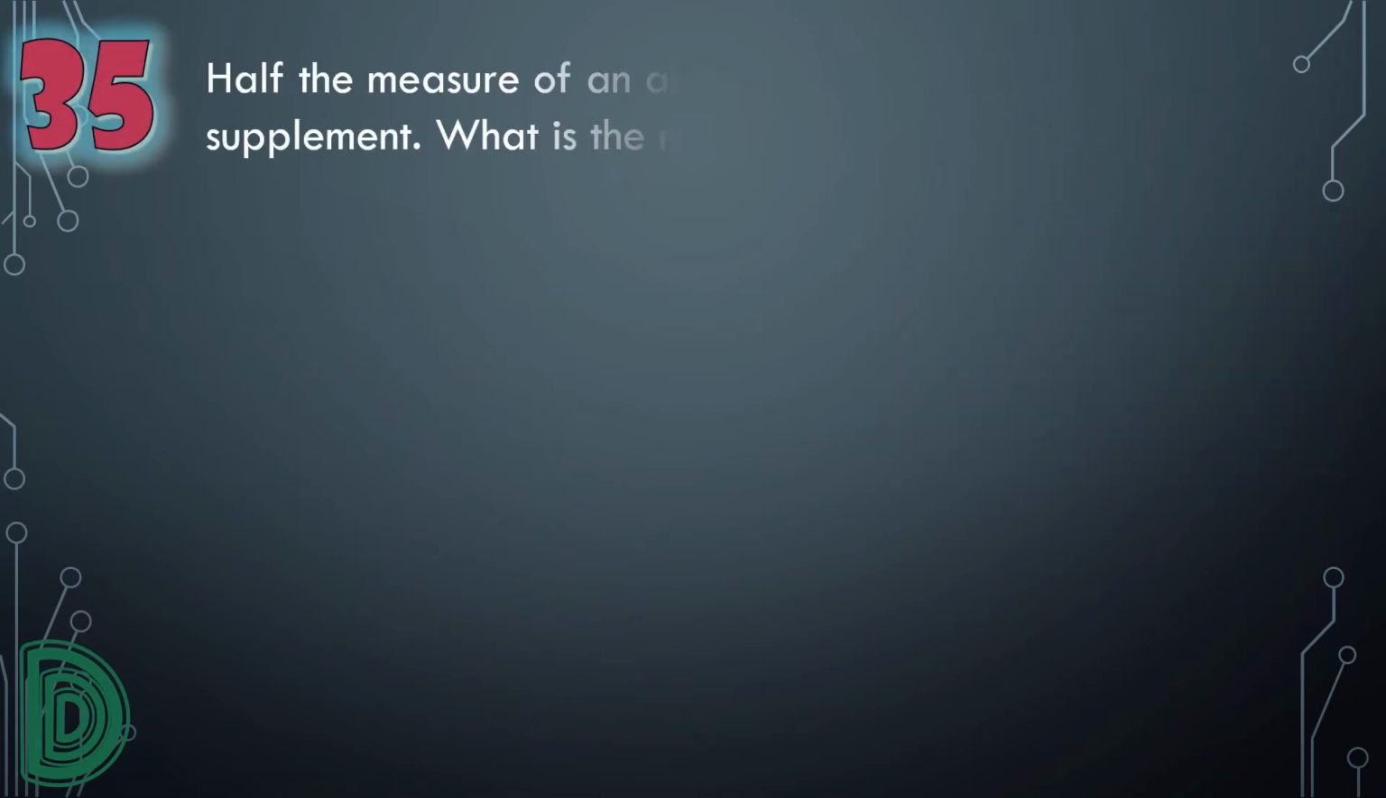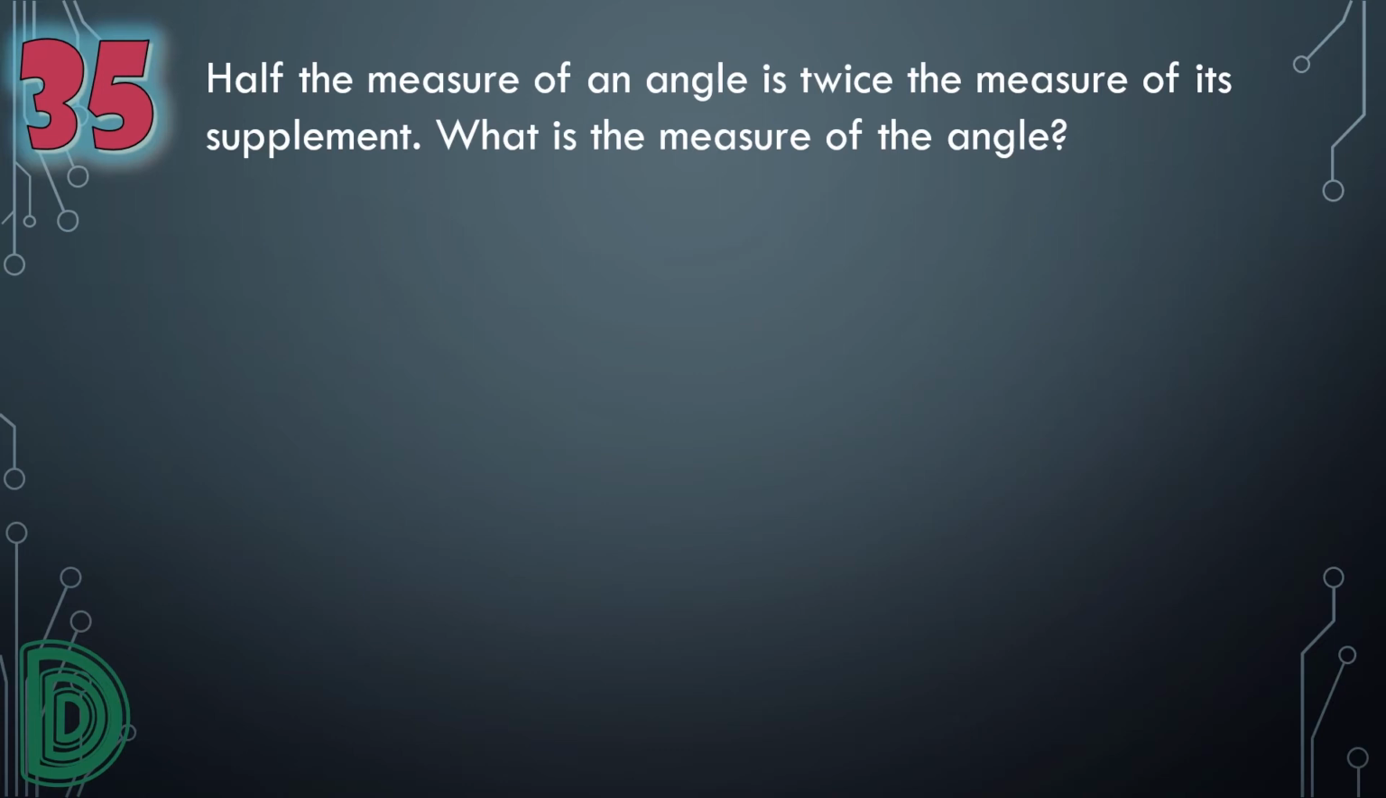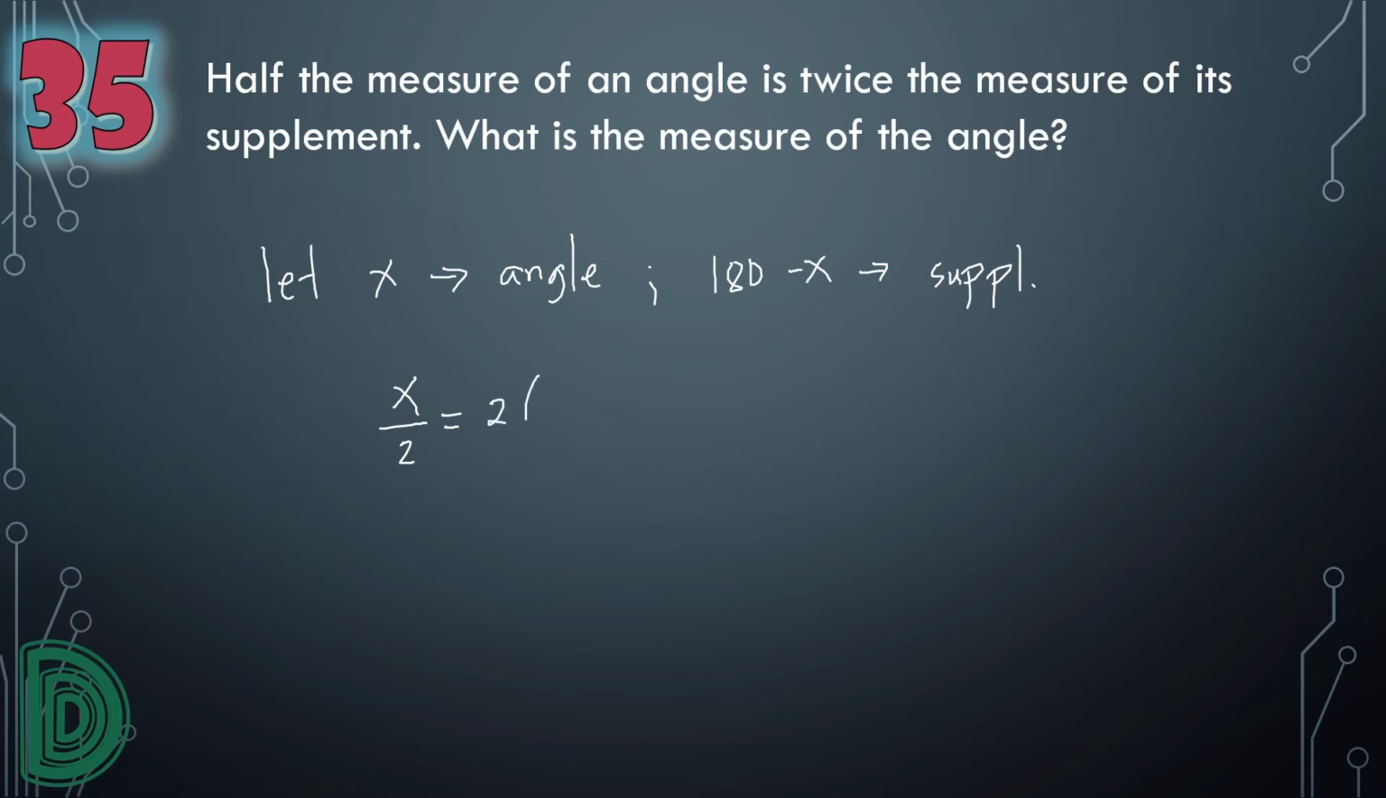Number 35. Half the measure of an angle is twice the measure of its supplement. What is the measure of the angle? So in this problem, we let x be the measure of the angle. Also, 180 minus x be the measure of its supplement. Then we have half the measure of an angle, that is x over 2, is twice the measure of its supplement, so that will be 2 times (180 - x).